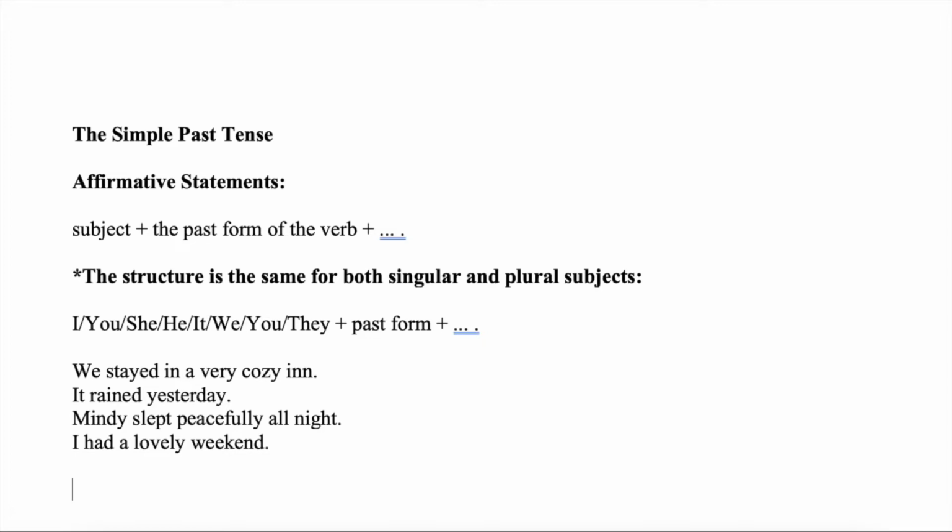Alright, now time to discuss the structure. In the simple past tense affirmative statements, you start with the subject, then you use the past form of the verb, and then whatever you have in your sentence. Never forget to finish each statement with a full stop. The structure is the same for both singular and plural subjects, so there is only one form in the simple past tense. We stayed in a very cozy inn. It rained yesterday. Mindy slept peacefully all night. I had a lovely weekend.